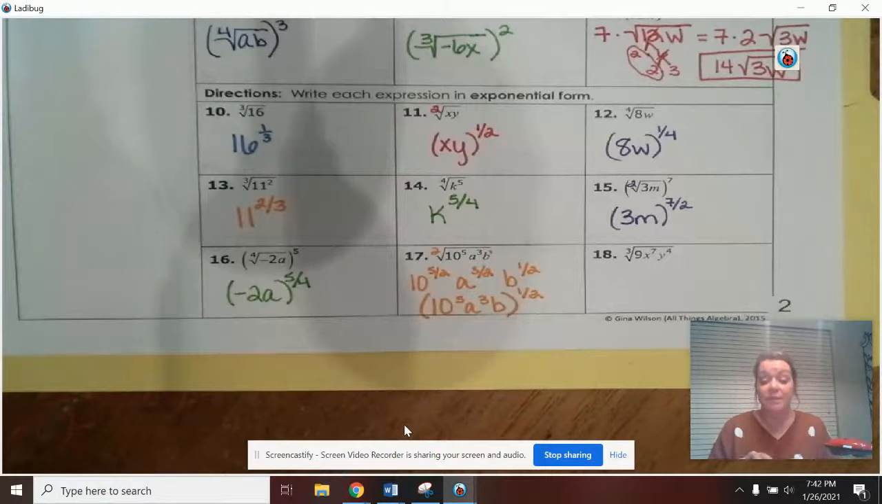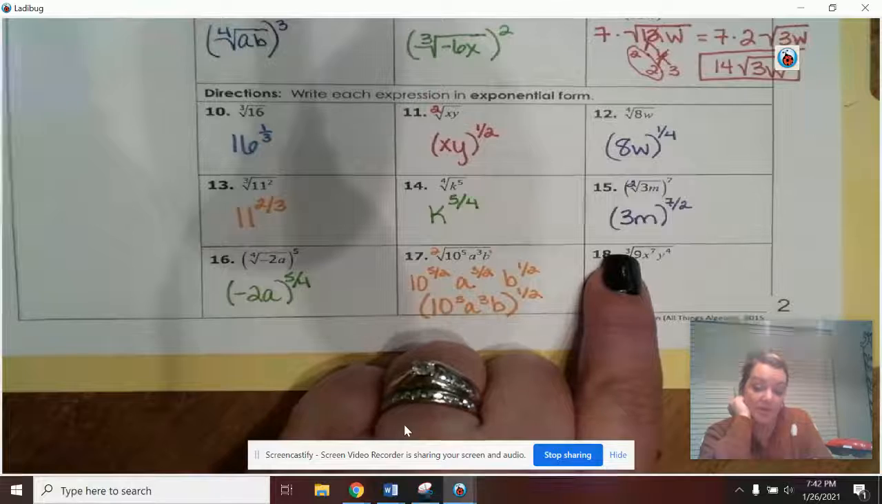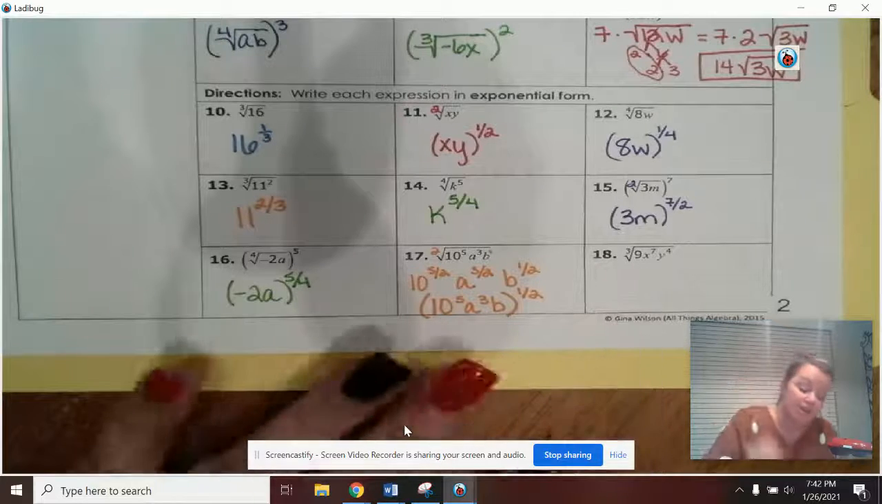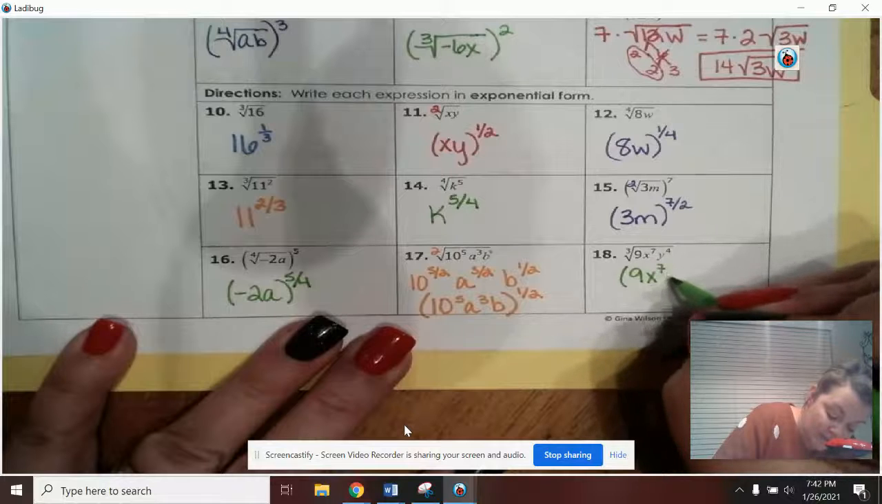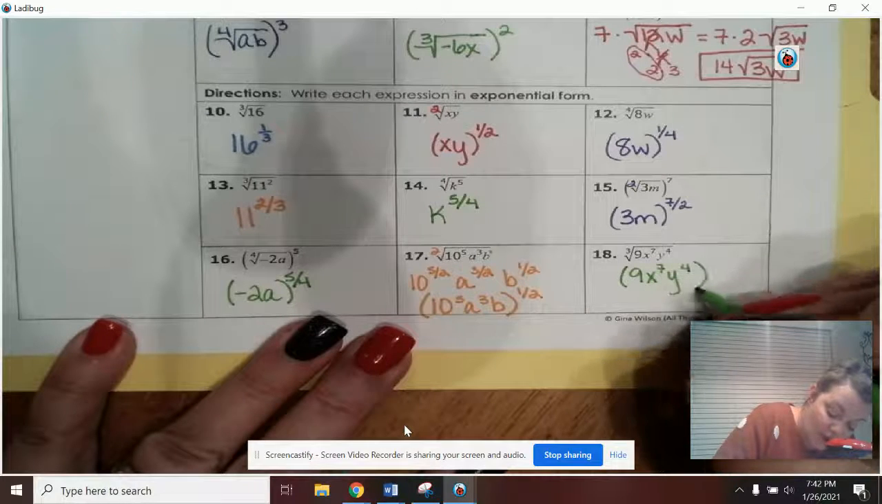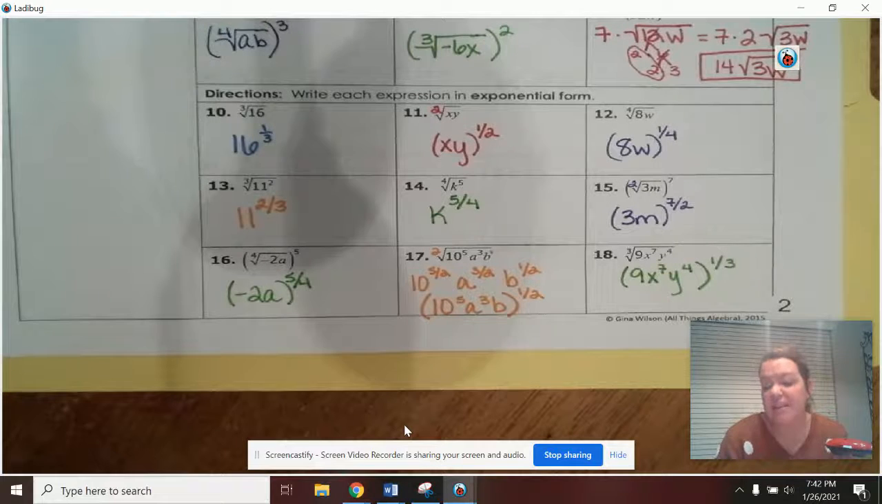Okay, same thing with this one, all right? You can either do 9 to the 1/3, x to the 7/3, and y to the 4/3, or you can just simply do 9, x to the 7th, y to the 4th, all of it raised to the 1/3 power. I think that's the easier version, so we'll just leave it like that.